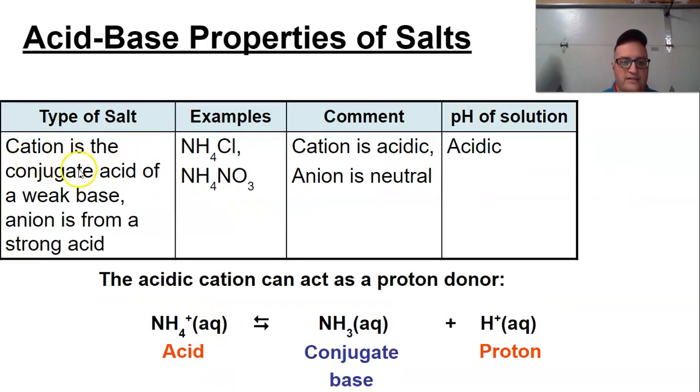The cation is the conjugate acid of a weak base. Remember how we talked about weak bases having a lot of ammonia? Ammonia. The anion is from a strong acid. Your HCl, HNO3. Cation is acidic. Anion is neutral, so we got acidic again. Acid making more protons in solution.